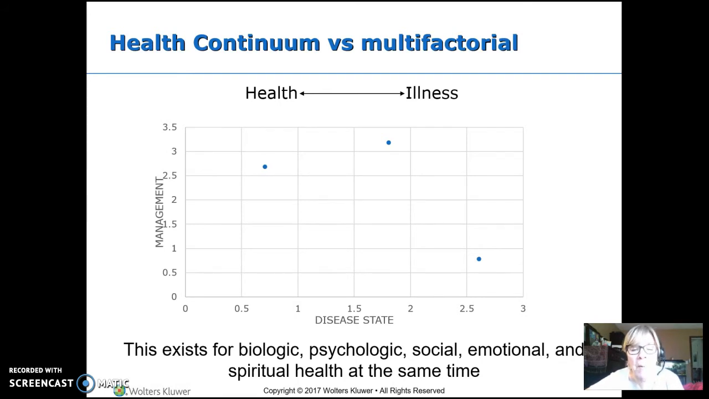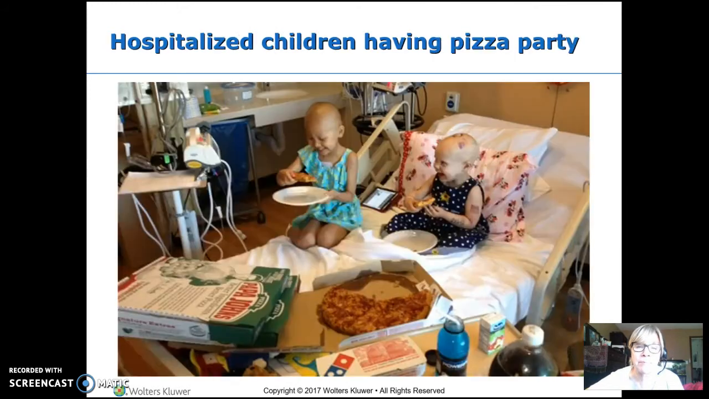And then in nursing, we say people are not just biologic functions. They're a bio-psychosocial, emotional, spiritual being. So really, you have a point for each of those. So now we'd say health is more of a scatter plot and not just that single continuum. Because you can be in the hospital and have a pizza party with your best friend.